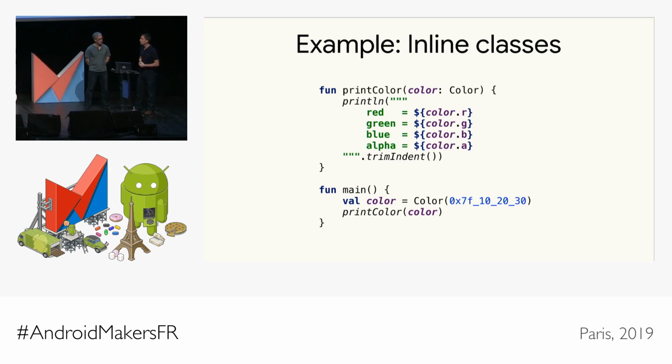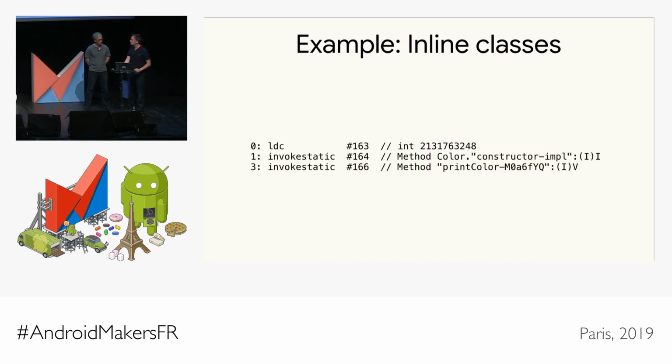And here's how you use an inline class. So in my main, I create an instance. I pass some constant. And then I call a print color function that I've created passing that class. And you can see the print color function at the top. It receives a color instance, and then I just print the different channels. Now let's look at the bytecode. So when we create the class, we first load a constant on the stack. So that's the LDC here.